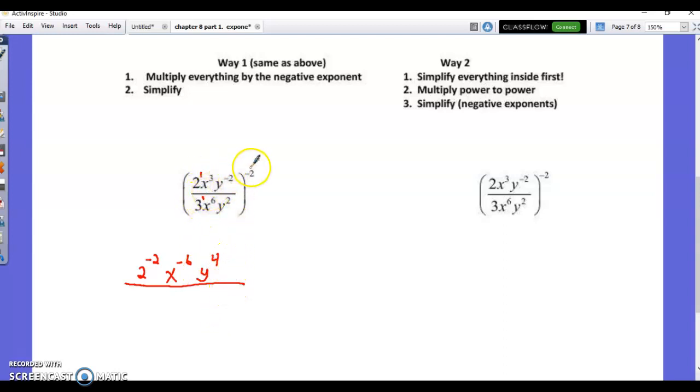Now I'm down here, and I'm still taking this -2 and multiplying it by all of these little numbers, but I'm just writing them on the bottom here. So this would be 3 to the -2, 6 times -2, so that would give us x to the -12. And then y here, we got this 2 here by this -2, that would be y to the -4. So you're using your Desmos calculator to do all of those multiplications.